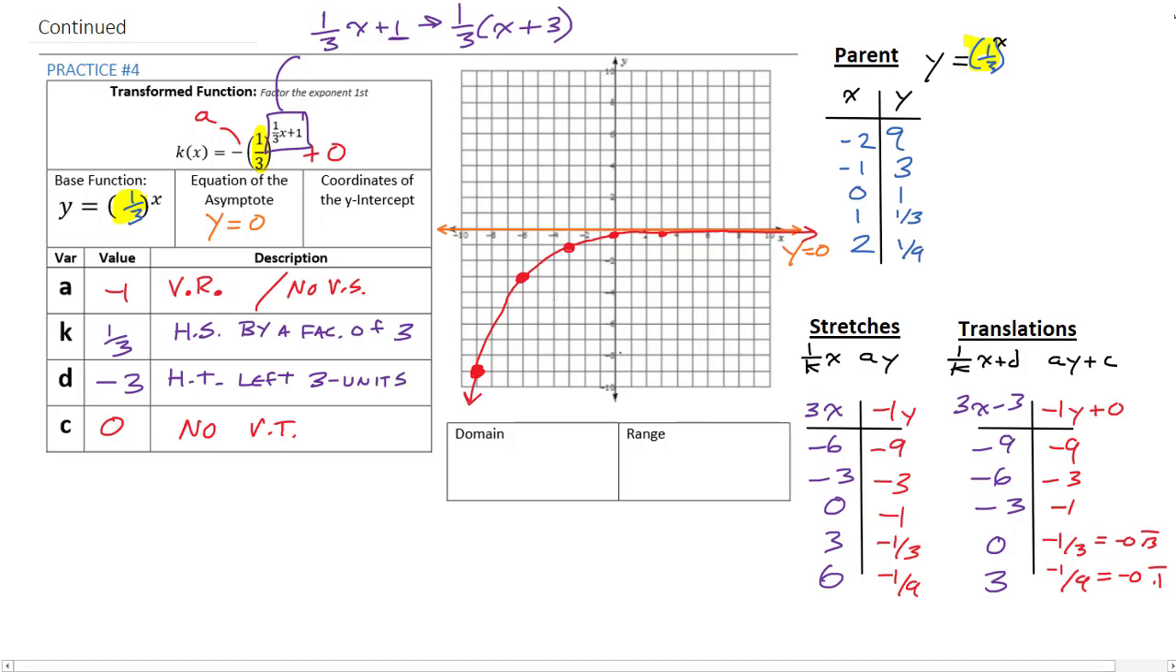Good news for finding the y-intercept: it was already in our table. It's right there, right? So the y-intercept is 0 and -1/3, or you can write it as -0.3 repeating. Domain: x can be anything, and in this case, our y-coordinates are below 0.